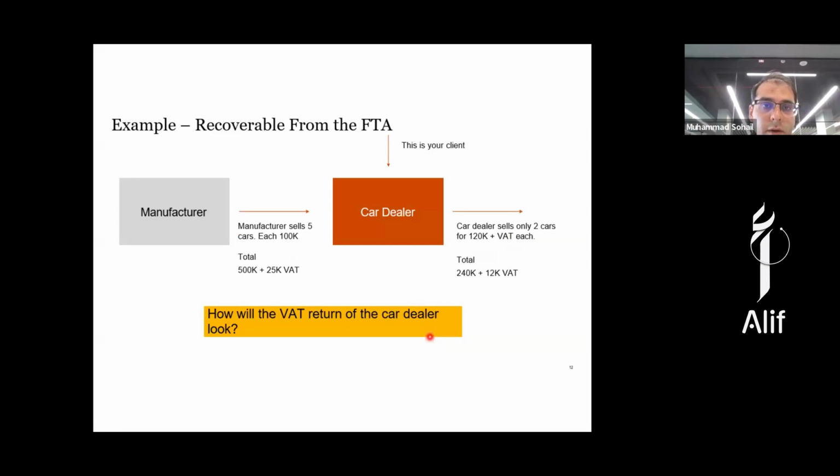Now I will show you another situation where money is recoverable from the FTA. The manufacturer sells 5 cars, each costing 100,000 dirhams. That's 500,000 dirhams plus 5% VAT, which is 25,000. This is output tax for the manufacturer and input tax for the car dealer. Then the car dealer bought 5 cars, but he's only selling 2 cars at 120,000 dirhams each. So the total is 240,000 dirhams, and 5% of that is 12,000.